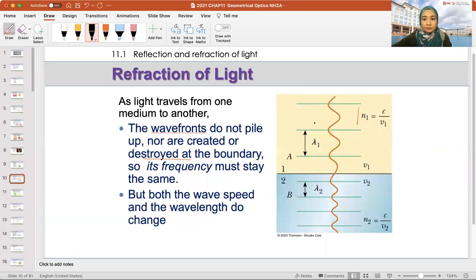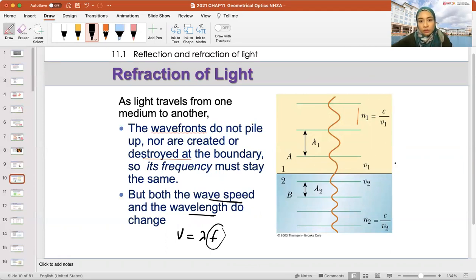And then now we're talking about refraction of light. As light travels from one medium to another, the wavefronts do not pile up, nor are they created or destroyed. So its frequency must stay the same. But both the wave speed and wavelength do change. Remember, I told you our wave equation is v equals lambda f. Everything changes except frequency when it travels from one medium to another.